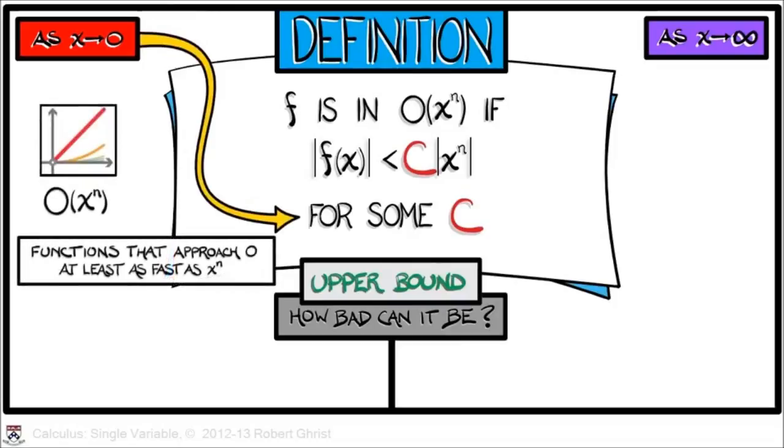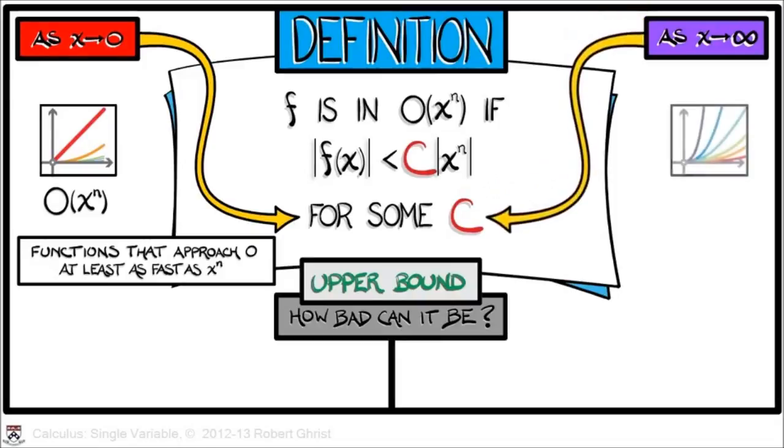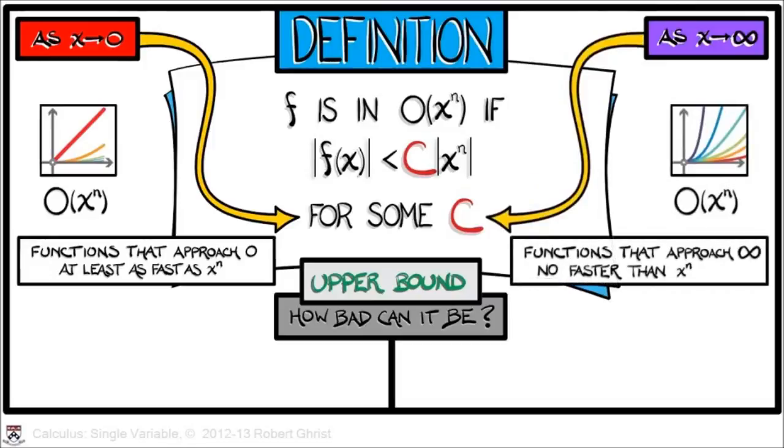One, we could say that this inequality has to hold as x goes to 0, in which case big O of x to the n consists of all functions that approach 0 at least as fast as x to the n. On the other hand, if we look at growth as x goes to infinity, then big O of x to the n consists of those functions that approach infinity no faster than x to the n. In both cases, these are an upper bound.